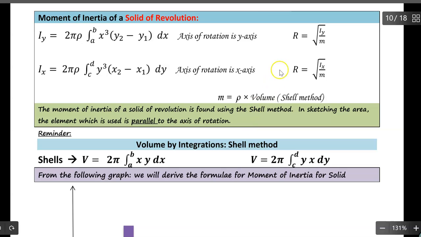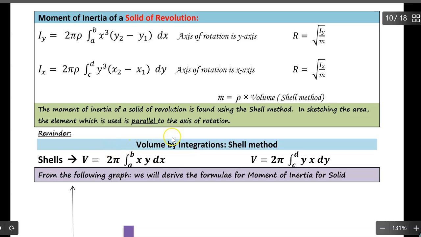Again, the same thing: to find r, it is the square root of Iy, the moment of inertia with respect to the y-axis, divided by the mass. And the mass in this case will be equal to rho times volume. And the volume that you need to find in this case is using the shell method. So to find the moment of inertia, we are talking about volume using the shell method because the axis of rotation is parallel to the element that we are going to use.